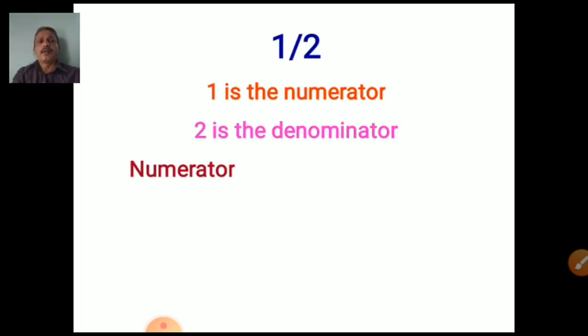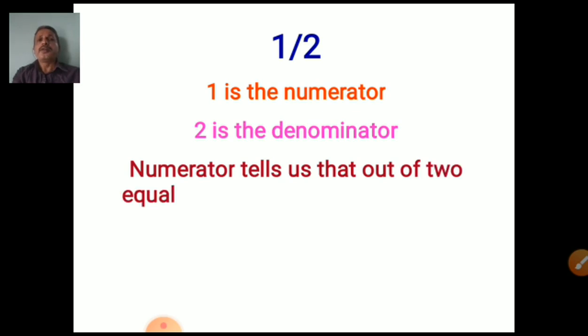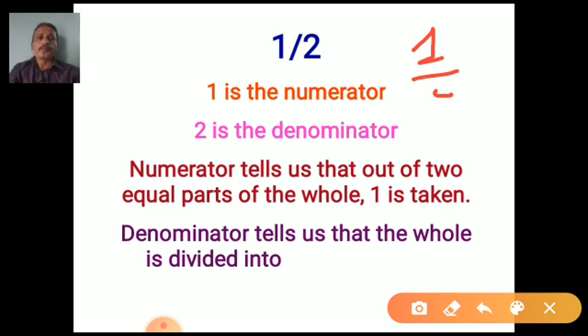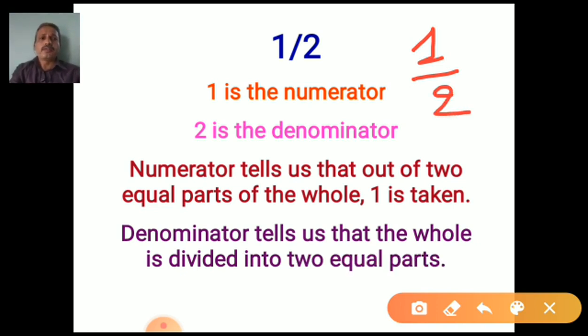We can say 1 is the numerator and 2 is the denominator. See, this is 1 upon 2. In 1 upon 2, this is the numerator and this is the denominator. Students, you know this thing very well. The numerator tells us that out of 2 equal parts of the whole, 1 is taken. The denominator tells us that the whole is divided into 2 equal parts. Good.